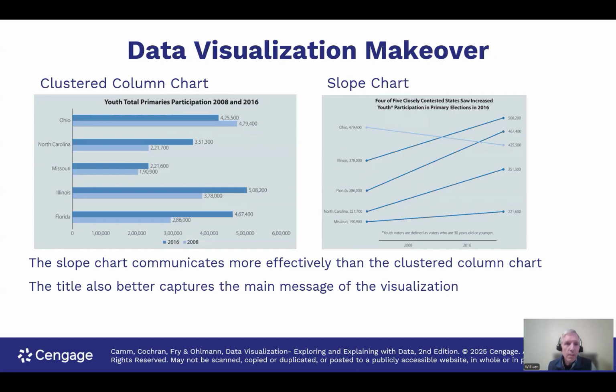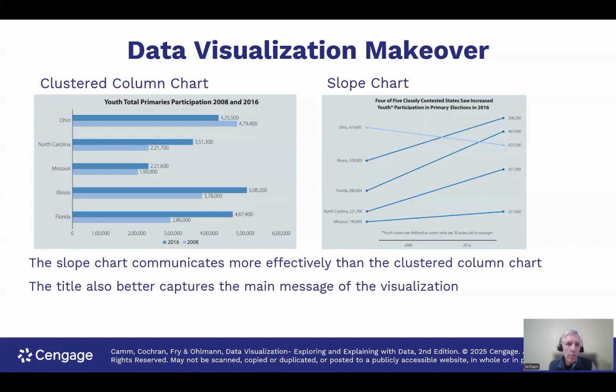On the left is a clustered column chart. This sort of works. So this is youth total primaries participation 2008 to 2016. And so we've got dodged bars, or side-by-side bars. We turn them horizontally because we have state names on the axis indicators, and that's harder to read if it's vertical. So we turn them horizontal. And we posted the numbers on each of the bars, and we used a reasonable shade of complementary colors or adjacent colors. We could still improve on that.